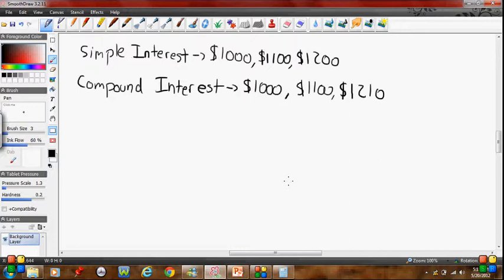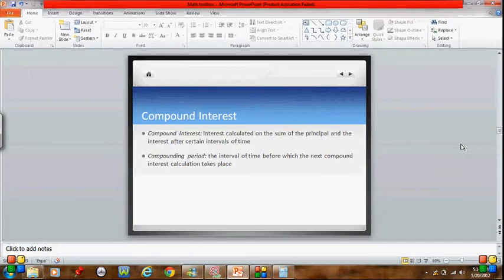The principal here is $1,000. So at the beginning of year one, which is at the first compounding period, you have 10% multiplied by $1,000, which gives you $1,100. However, to calculate the interest for year two, you have to multiply 10% by $1,100, which means that when graphed, the interest will represent an exponential curve. So let's go back to our PowerPoint here.